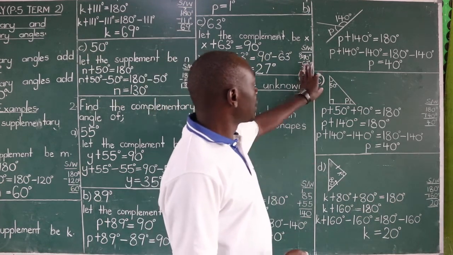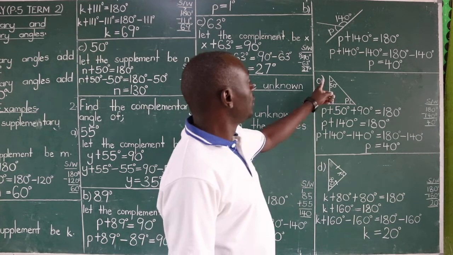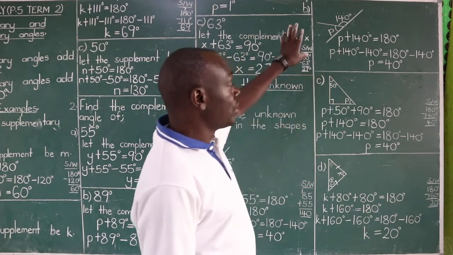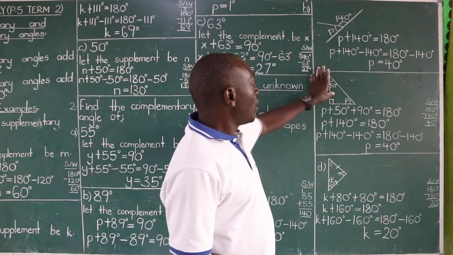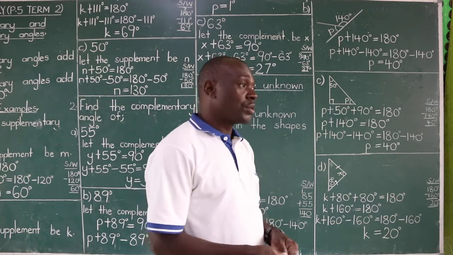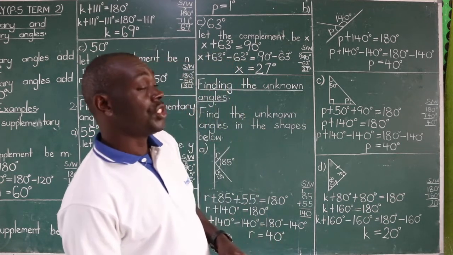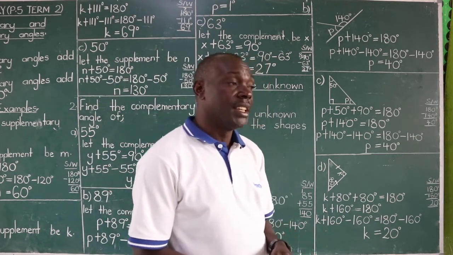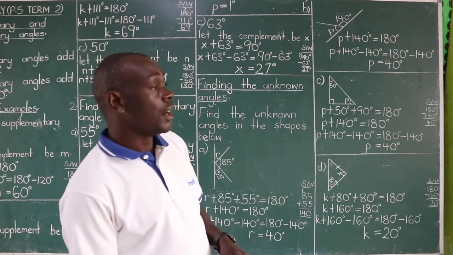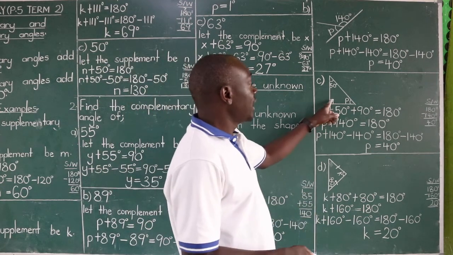So let me go to part C. This time it is a polygon. Like you always know, if this is a polygon, it's called a triangle. So angles inside a triangle will ever be 3. That's why triangle is called TRI. TRI means 3. So when you say triangle, I mean a three-angled figure. So it has got three angles.